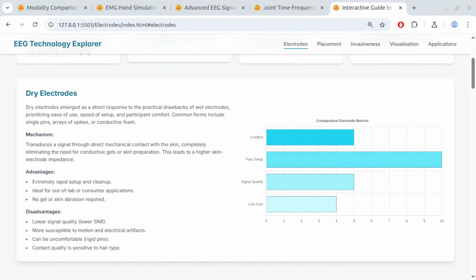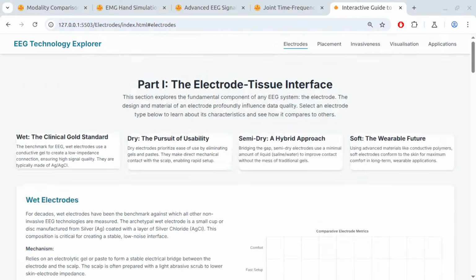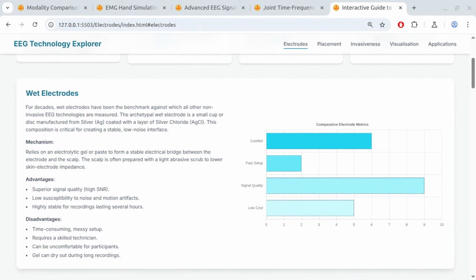That's the idea. Direct mechanical contact. You see designs like little mushroom pins or comb shapes. Conductive silicone. Sounds perfect. Almost too perfect. What's the catch? The catch is physics, basically. A fundamental electrochemical challenge. You get much higher skin electrode impedance, that electrical resistance we mentioned.